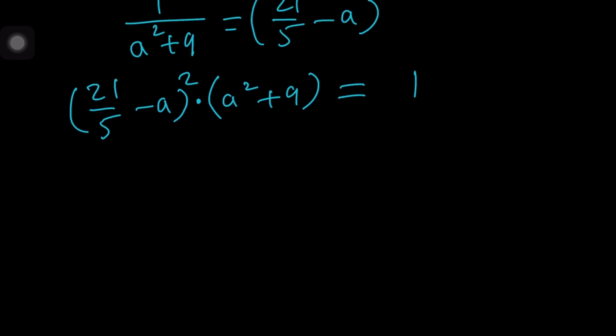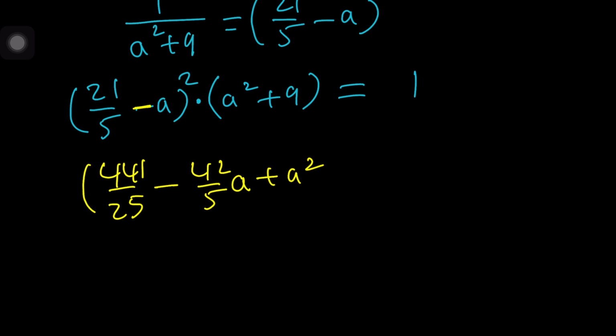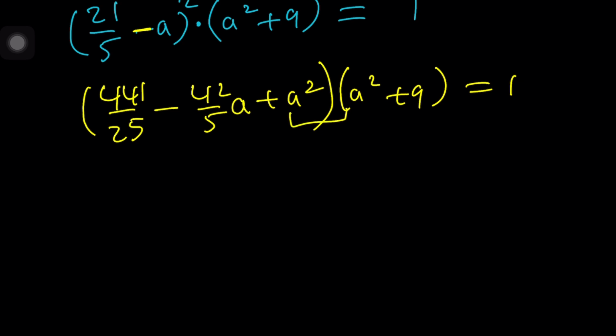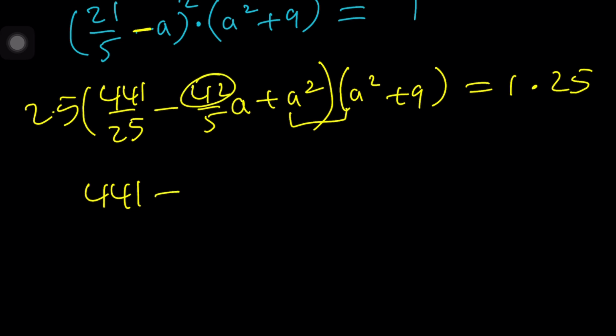I'll try my best. So now, this equation can be factored, squared, that's what I mean. This is 441 over 25 minus 42 over 5 a, 2ab, and then plus a squared, and that'll be multiplied by a squared plus 9 equals 1. When you distribute, you're going to get a lot of nice terms. But I think it would make sense to multiply both sides by 25 so we can get rid of the denominators, because that's going to give us 441 minus 42 times 5, because 5 goes into 25 5 times. You can cross cancel, is 210, 210a plus 25a squared.